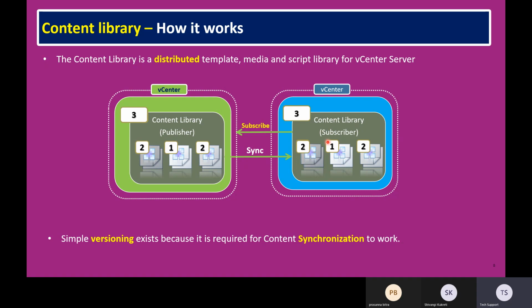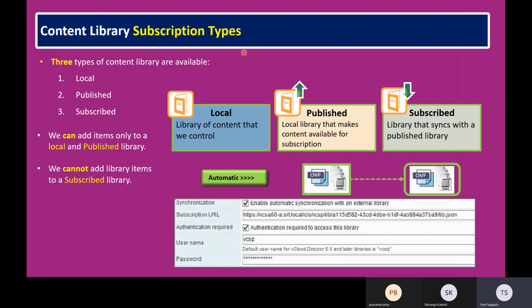Now let's talk about content library subscription types. There are three types of content library available: local, published, and subscribed. Let's understand the importance of local. Local means a library of content that we control, that is, it is only in our local vCenter server. It's not accessible to remote vCenters. That is considered a local content library. The other two types are published content library and subscribed content library.